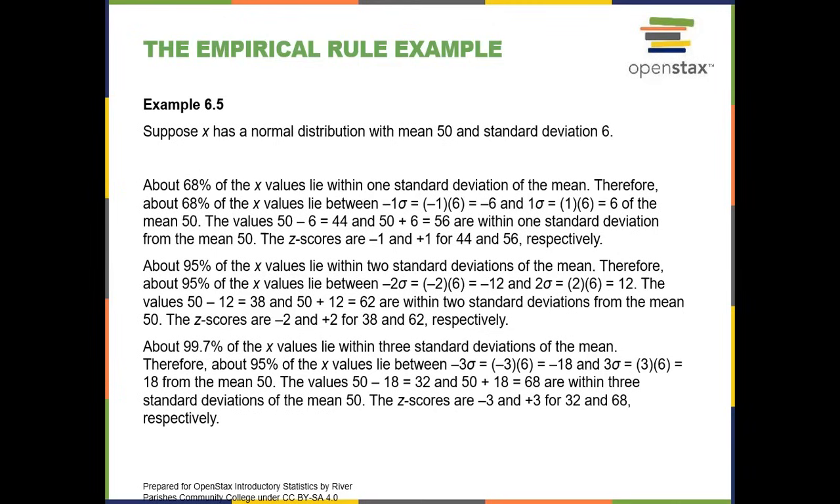Suppose X has a normal distribution, mean 50 and standard deviation 6. So 50 minus 6 is 44, 50 plus 6 is 56. So approximately 68% of the values will be located between 50 minus 6, which is 44, and 50 plus 6, which is 56, respectively, and so forth.